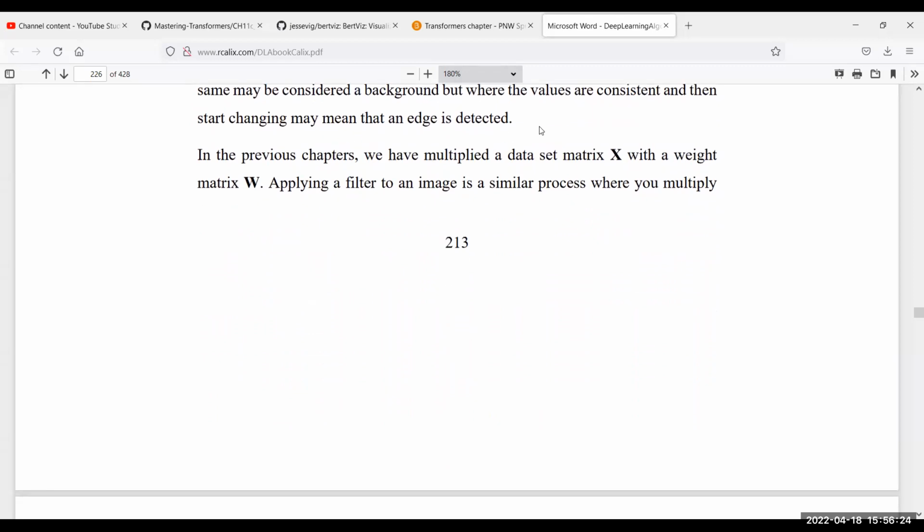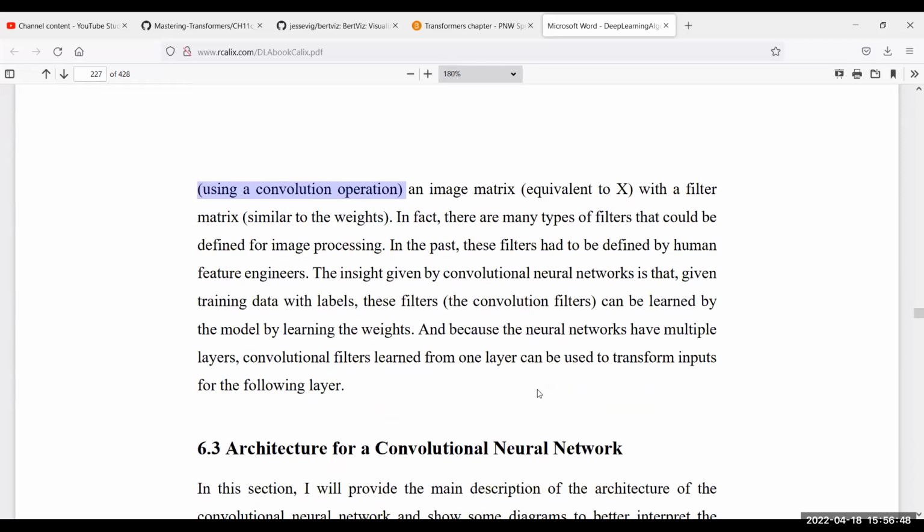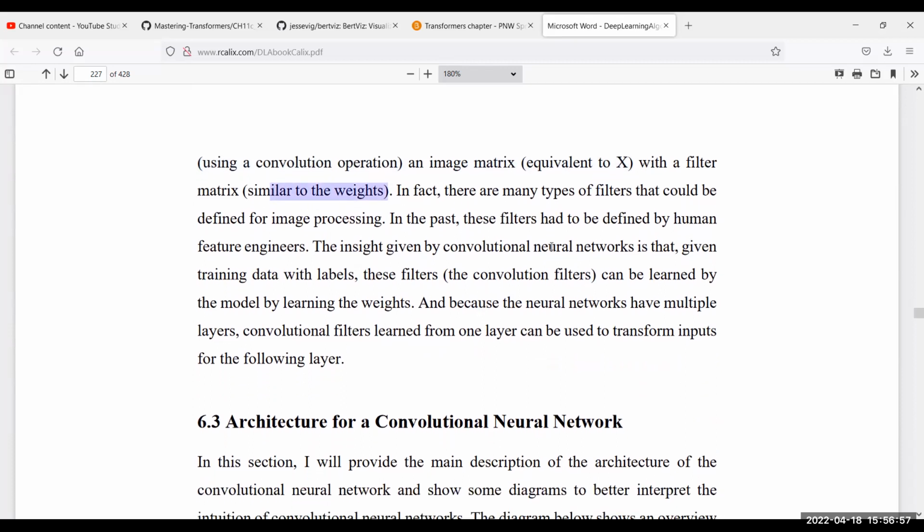Now, in the past, you're aware that whenever we do deep learning, we do a lot of matrix multiplications of the X data times the weights W. Applying a filter to an image is a very similar process where you multiply, but in this case, you use what is called the convolution operation. It's a built-in operation that we just use in a lot of the libraries. So it's going to be the convolution between the X, the image, and the filter, to calculate the weights, basically.